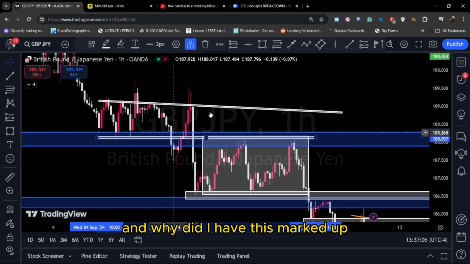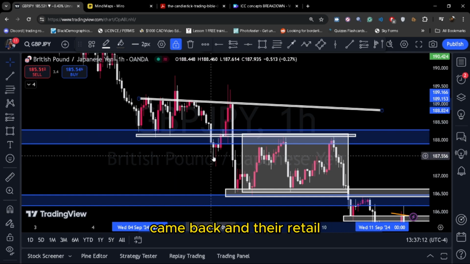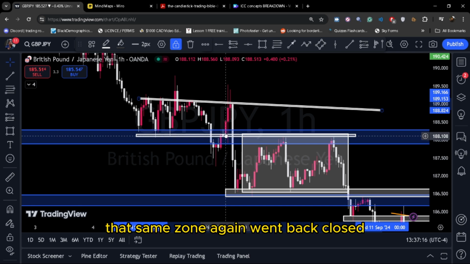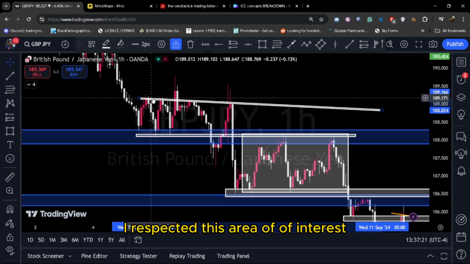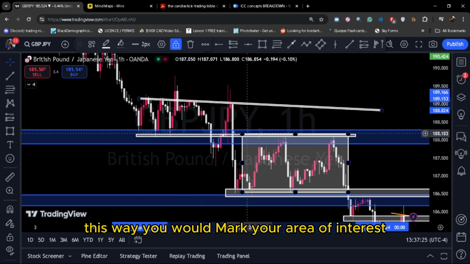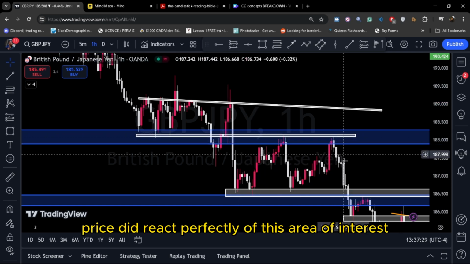And why did I have this marked up? It's very simple guys. Literally, as you can see, price tapped this zone, this zone, this zone, and then bought up, came back and then retested that same zone, broke past it, retested that same zone again, went back, closed, and respected this area of interest I did actually have, and then boom, this happened.